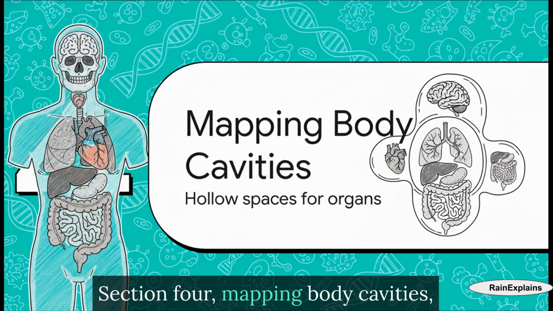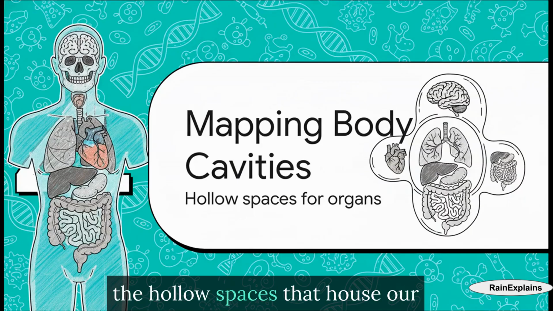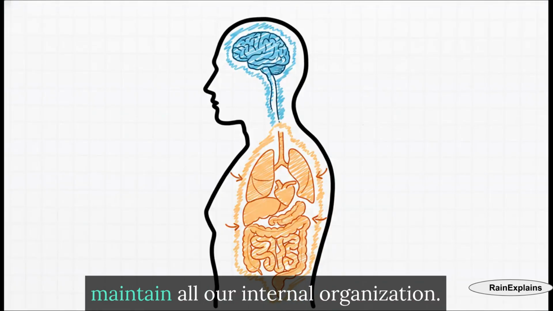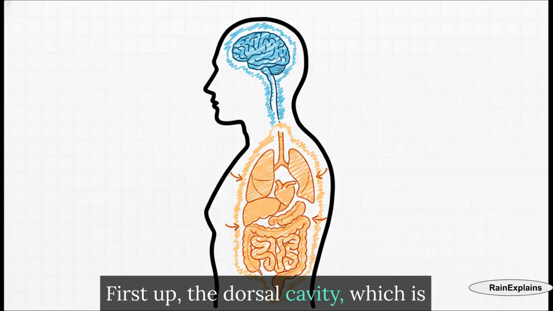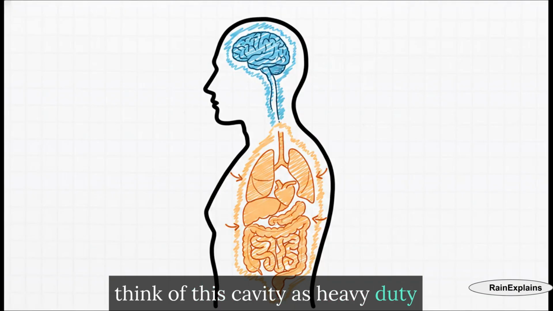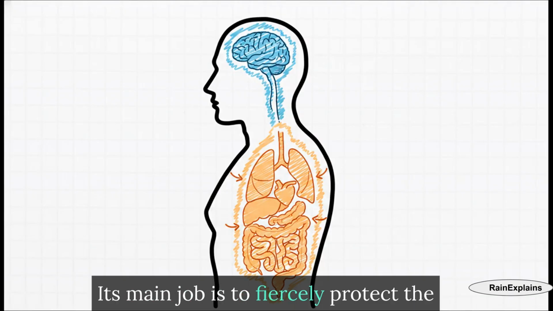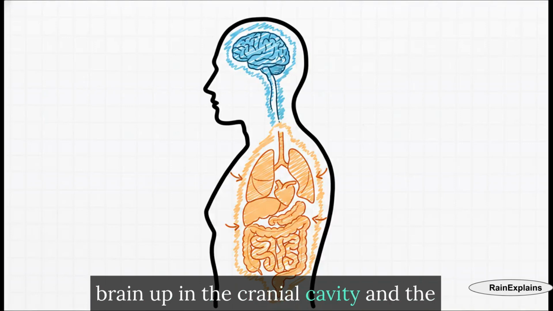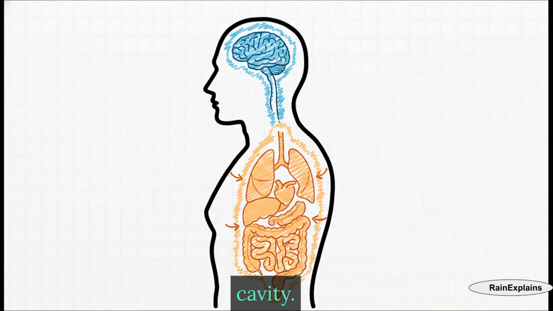Section 4. Mapping body cavities, the hollow spaces that house our organs. So the body is essentially split into two main protective compartments that maintain all our internal organization. First up, the dorsal cavity, which is posterior or at the back. You can think of this cavity as heavy-duty armor. Its main job is to fiercely protect the central nervous system, housing the brain up in the cranial cavity and the spinal cord right down the spinal cavity.